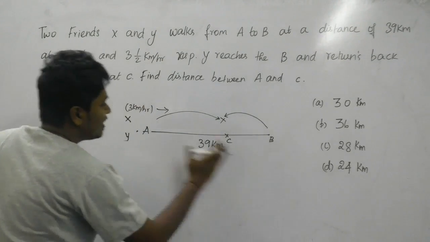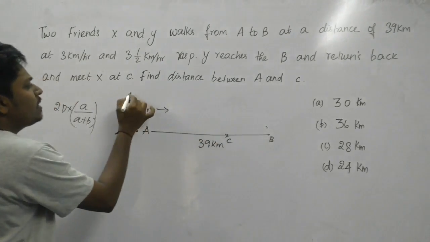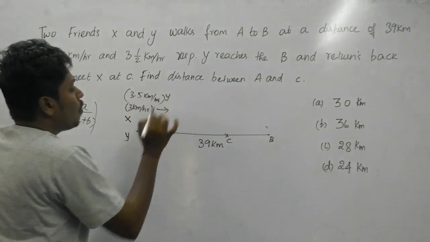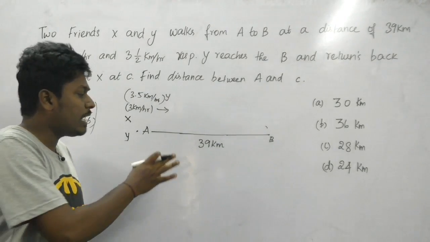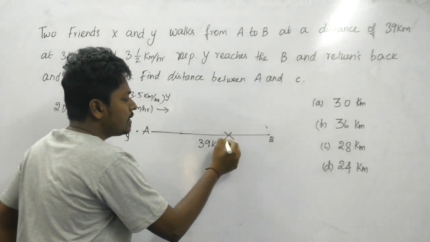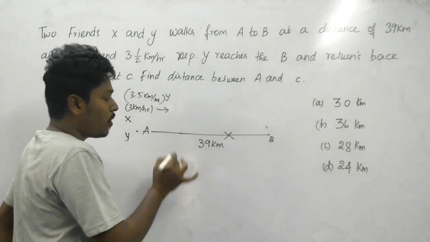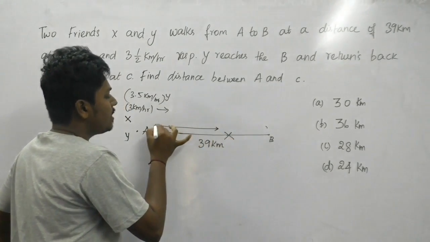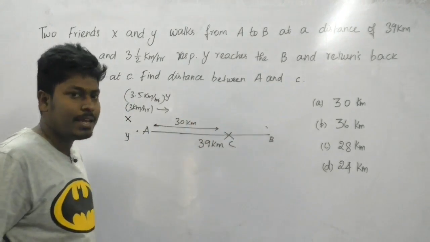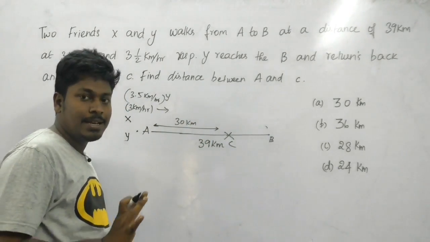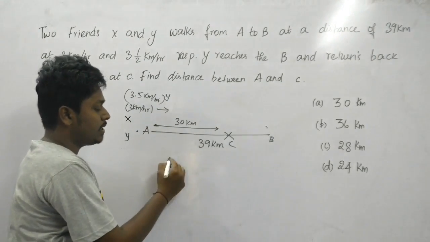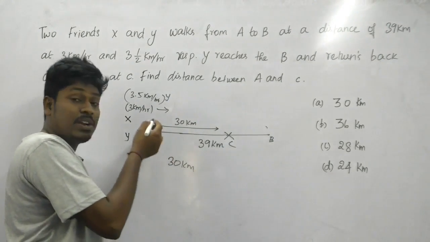Okay, friends, see here, we know that 3.5 kilometers per hour will be the speed of Y. I am not talking about where they are exactly meeting. I am just going to assume they are meeting at this point, where the distance between A and C is 30 kilometers. I am just assuming it. If they meet at 30 kilometers, the distance traveled by X is only 30 kilometers.